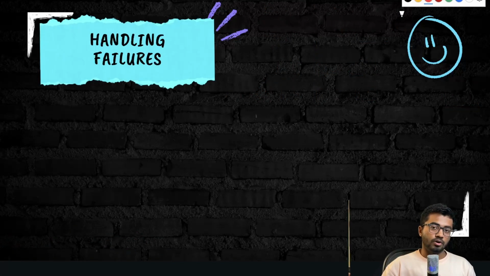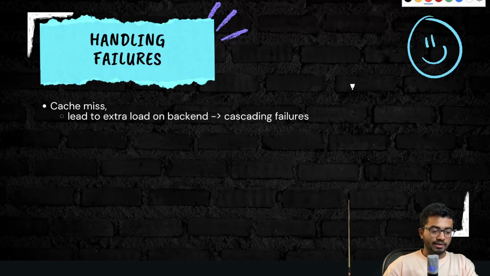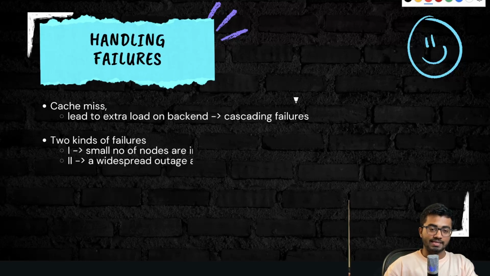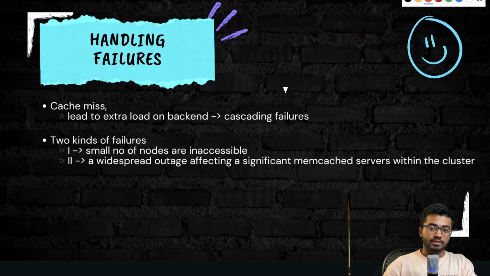Okay, let's move on to this. Now that we have talked about reducing latency and reducing load, let's talk about handling failures. How do we handle failures in this case? The cache miss leads to extra load on the backend, which leads to cascading failures. There are two kinds of failures in this case. One is small failures, where a certain percentage of the nodes are inaccessible and so on. The second is a widespread outage affecting a significant number of Memcache servers within the cluster. So we have to deal with these failures in very different ways.